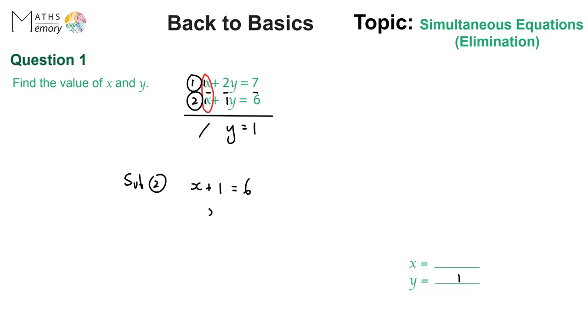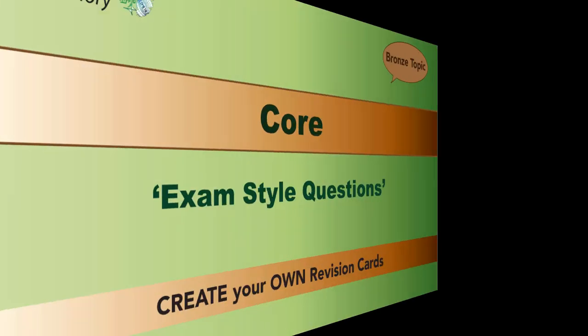Let's make x the subject. x equals 6 minus 1. x equals 5. Now, this is a very, very simple example, yet it shows the basic structure of what we do and how we apply this in this basic type of simultaneous equations. So make sure you understand this process.